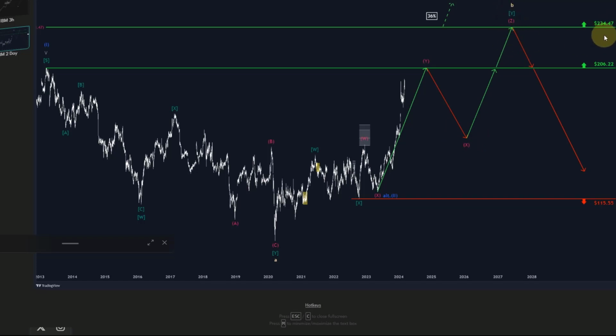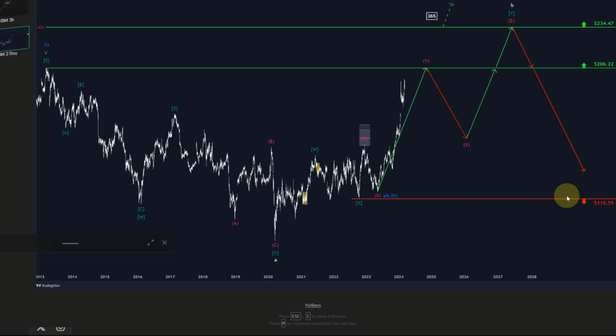There is also resistance at $234.47. Once this complex corrective pattern is complete, we should see a C wave move to the downside to complete the larger degree blue wave 2. But this is really a long-term perspective.